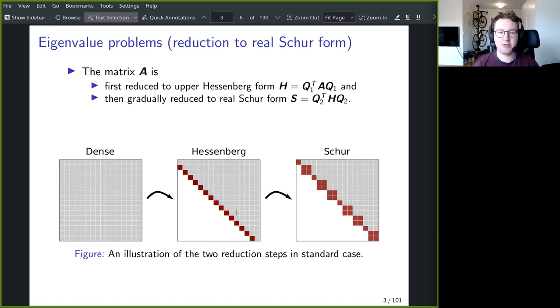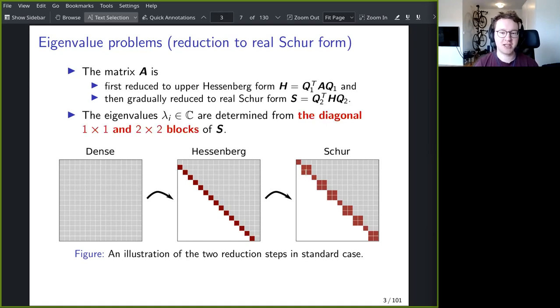After this step, we do the so-called Schur reduction, where we reduce the matrix into quasi-triangular form, meaning that on the diagonal we have either 1 by 1 or 2 by 2 blocks. Once we have done this, we can investigate these diagonal blocks and get the eigenvalues of the matrix A.